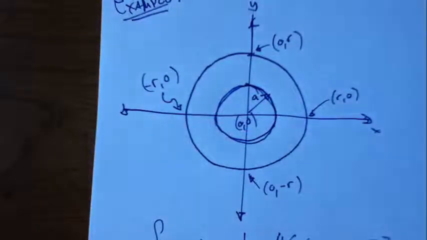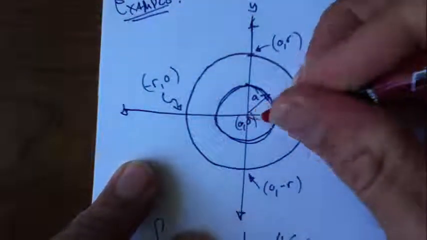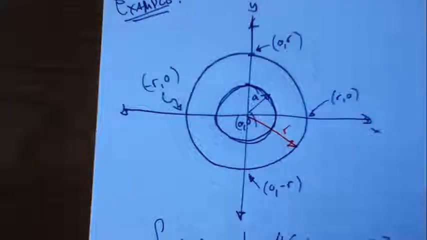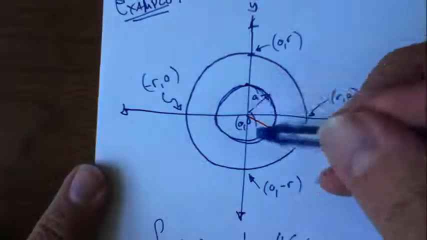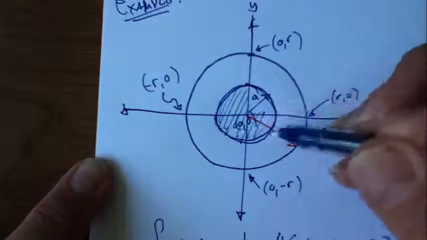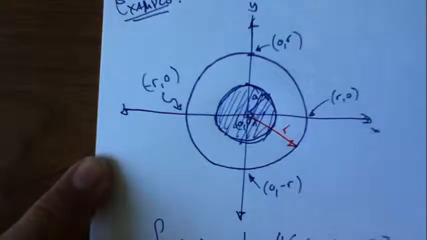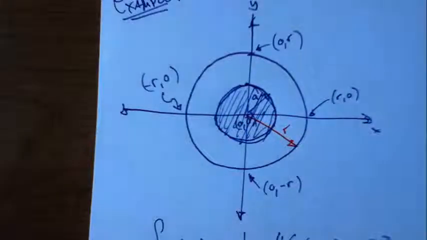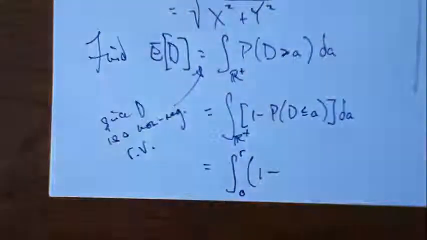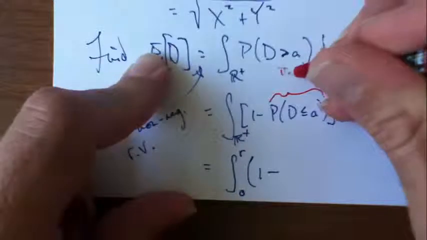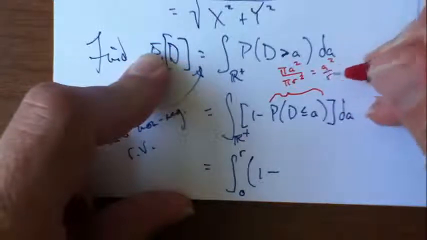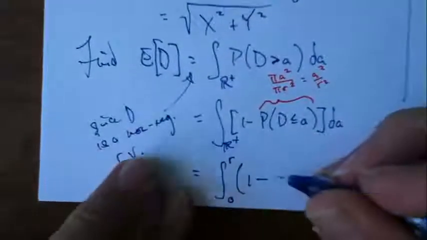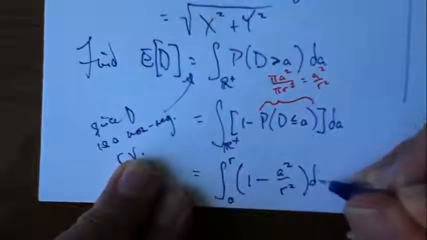And so it should be the case, and it is, and I'll let you figure it out if you don't believe me, that the probability that this dart falls inside this circle is just the area of that circle divided by the area of the total. And you can figure that out. But yeah, it turns out this is just pi a squared over pi r squared, or just a squared over r squared. Okay. So then this is just a squared over r squared dA.